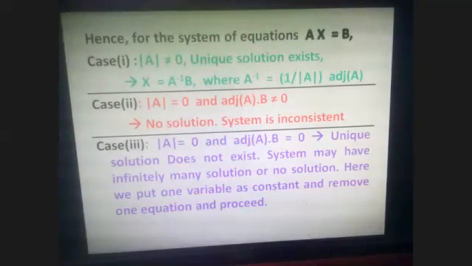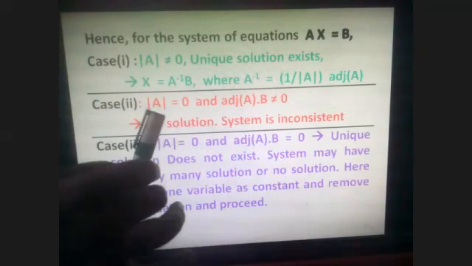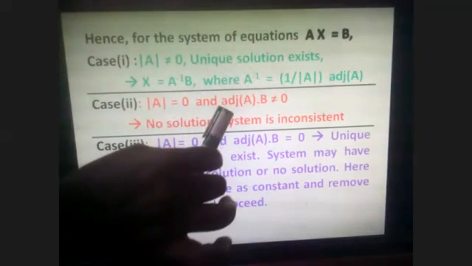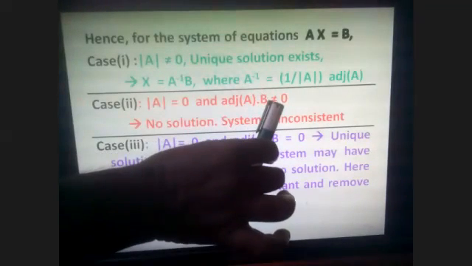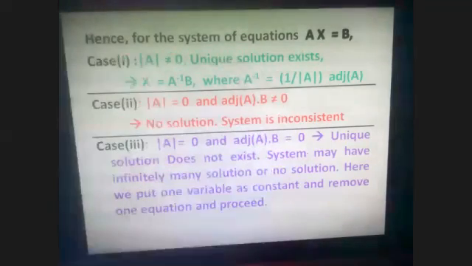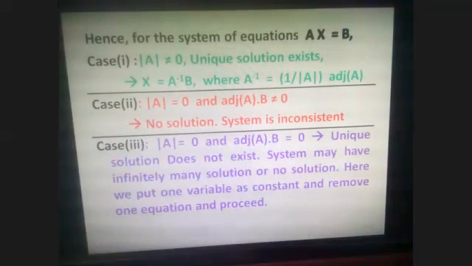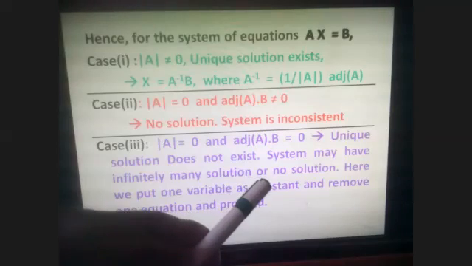So when determinant is non-zero, we go for the solution. If determinant is 0, we find adjoint of A into B. If it happens to be non-zero, no solution. If it happens to be 0, then there is no question of a unique solution. A unique solution doesn't exist, but the system may have infinitely many solutions or no solution.